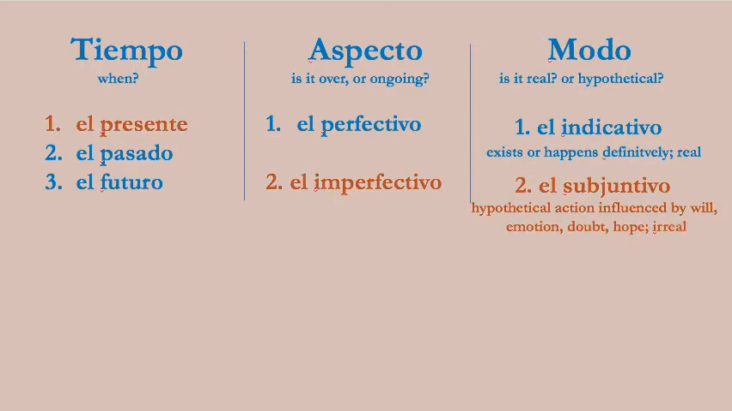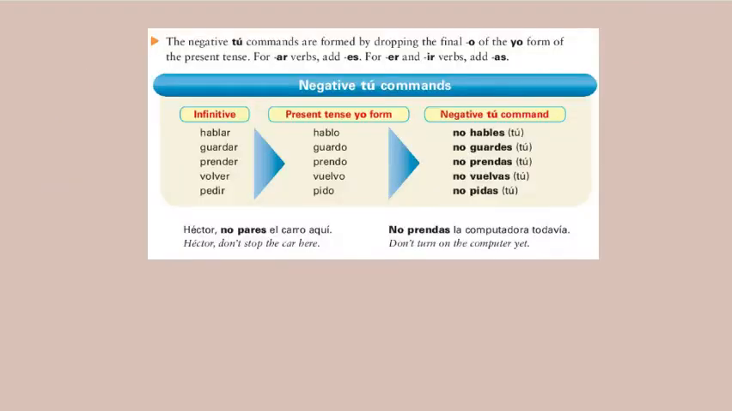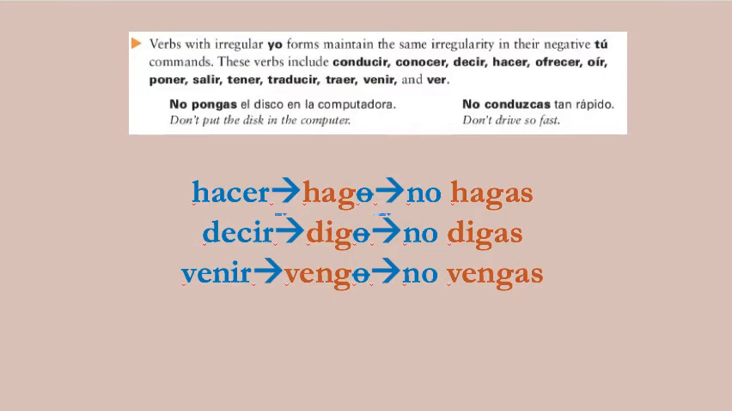So as I said, these negative tú commands are in el subjuntivo. Claro, son en el presente, imperfectivo, in the sense that they're ongoing. But they essentially express a hypothetical action, will or emotion or influence over someone. Like, don't do this thing. I want that you do not do this thing. We have the subjunctive in English, but it's much more commonly used in Spanish. And as I said, you go from the present tense of the yo form and add the opposite ending of what the infinitive is. Verbs with irregular yo forms maintain the same irregularity in the negative tú commands.